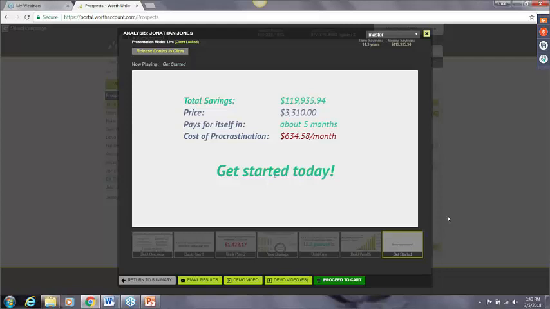And if you hold off and you procrastinate, just know that it's like adding $634.58 a month to where you could be today. So get started today would be a matter of, if you were doing it as web, releasing controls to the client. It would be taking them through the savings report. It would be proceeding to the cart.